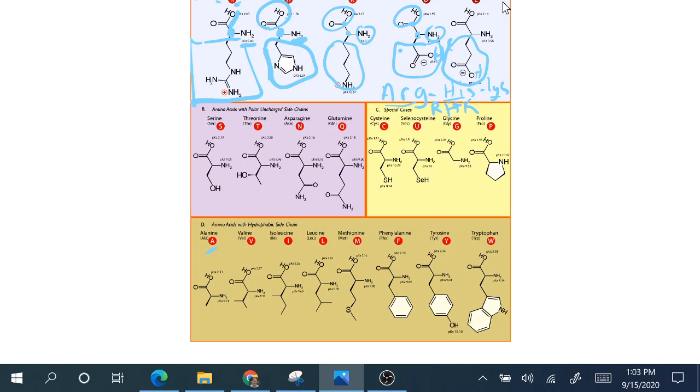Moving on, we can have polar uncharged side chains, and that's due to the pKa of some of these polar groups. For example, this OH group has a pKa of around 16 for an alcohol, and therefore it isn't going to lose a hydrogen under biological conditions. So these are polar because that alcohol group is going to lend itself to hydrogen bonding, but it isn't going to be charged.